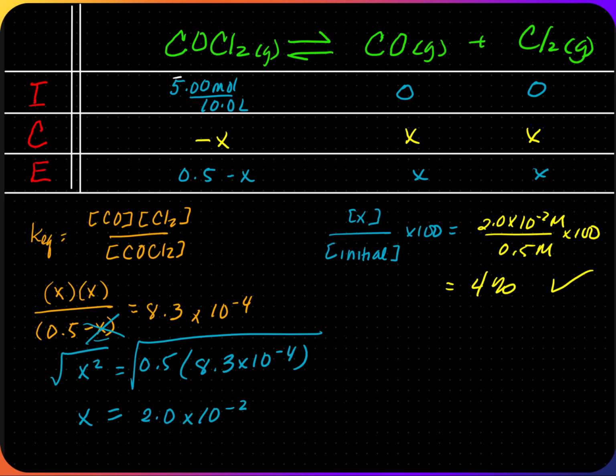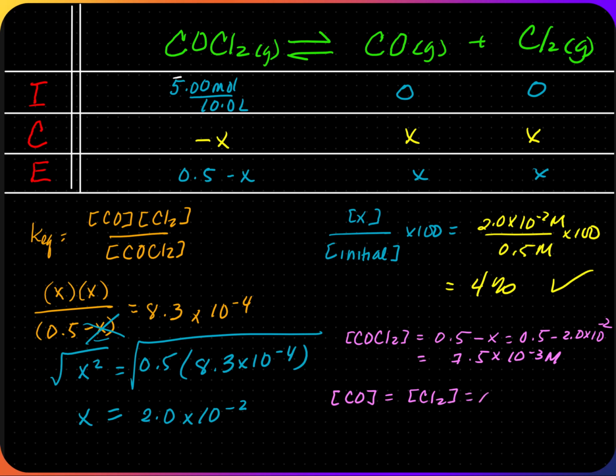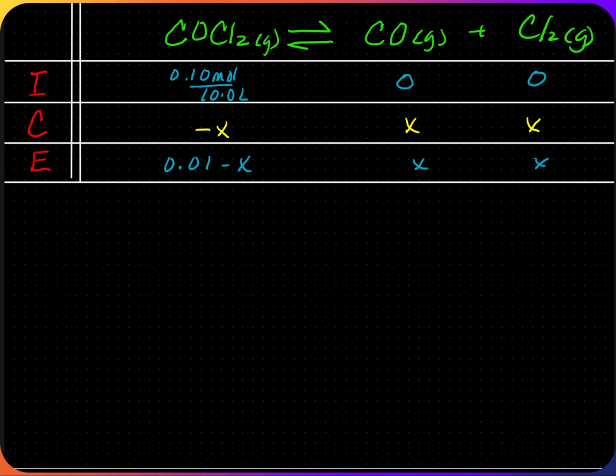So our concentrations at equilibrium: COCl2 is equal to 0.5 minus x. So this is going to be 0.5 minus 2.0 times 10 to the negative 2, which equals 7.5 times 10 to the negative third molar. CO equals Cl2, which is equal to x, and so x is equal to 2.0 times 10 to the negative 2 molar. So we're doing part B.